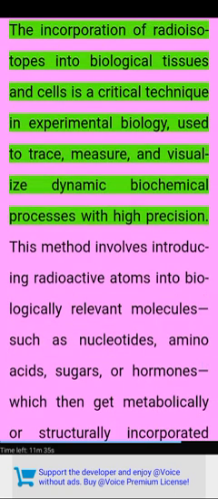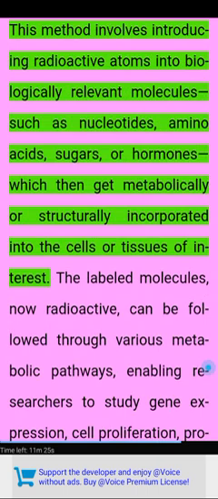The incorporation of radioisotopes into biological tissues and cells is a critical technique in experimental biology, used to trace, measure, and visualize dynamic biochemical processes with high precision. This method involves introducing radioactive atoms into biologically relevant molecules, such as nucleotides, amino acids, sugars, or hormones, which then get metabolically or structurally incorporated into the cells or tissues of interest.